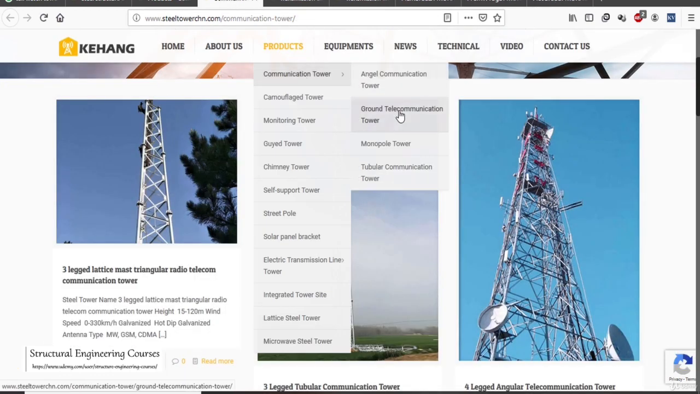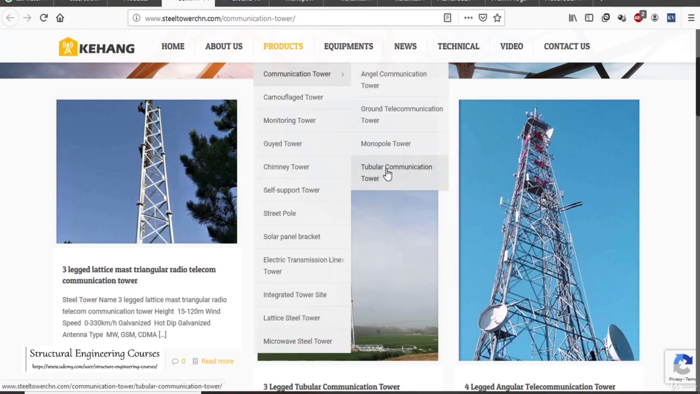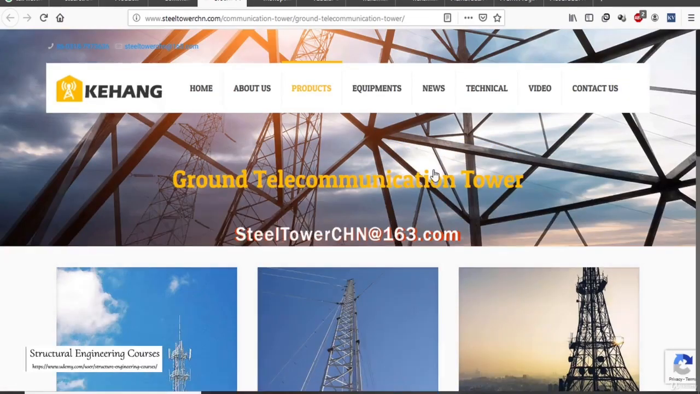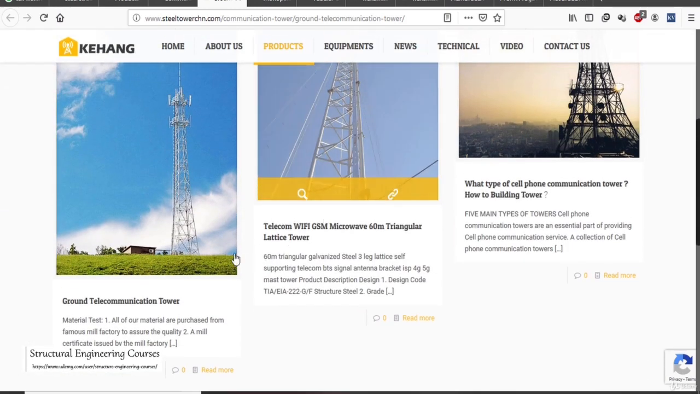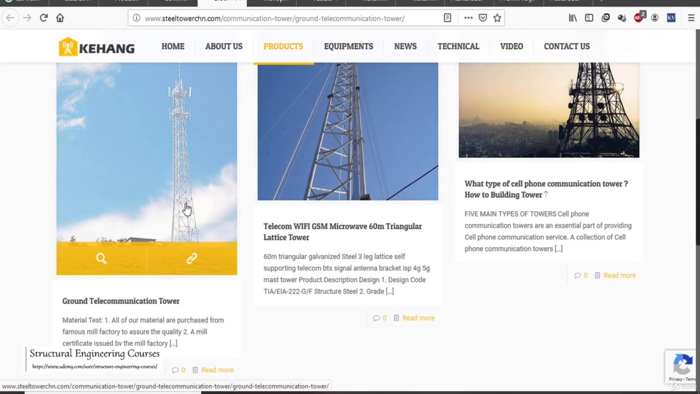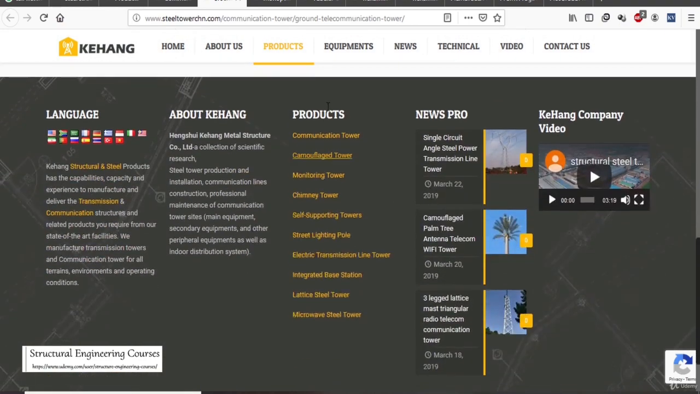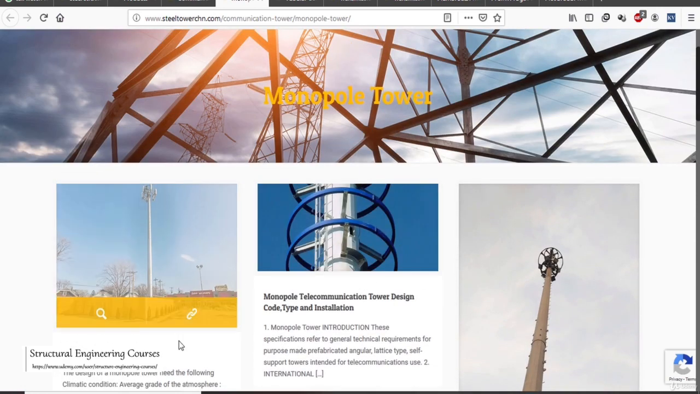After that, we can study the ground telecommunication tower, monopole tower, and tubular communication tower. So this is nothing but the ground telecommunication tower page. So here we can see that this is the type 1 material communication tower, this is the type 2, and there is this new concept of monopole tower.